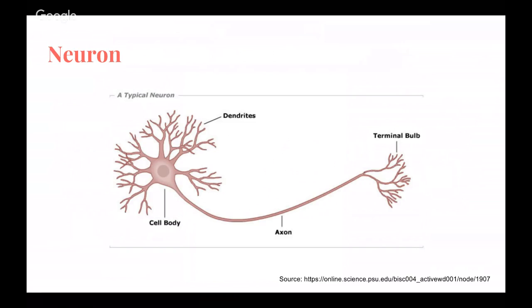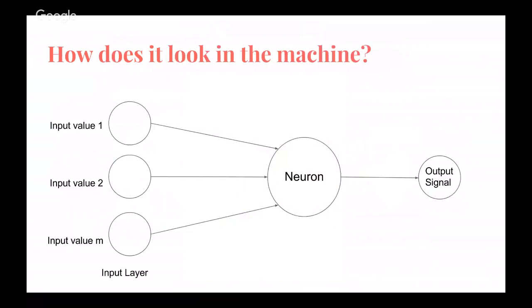Now let's see how it would look in the machine, right? You can think of these input values as dendrites. This is a neuron, and the output signal is the axon. So this is how a neuron would look in a machine. We give it some input, and then it is processed by the neuron and given to the output, right? And you can have such a network of neurons to make a neural network. So this is one basic entity in a human brain, and we'll deal with neurons in deep learning.